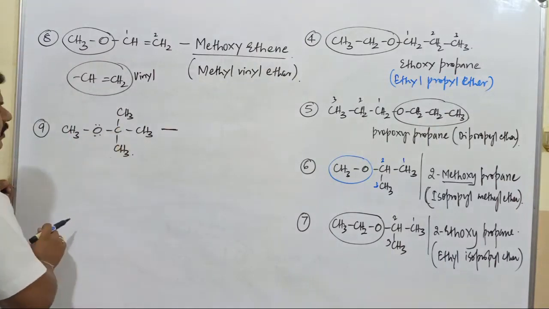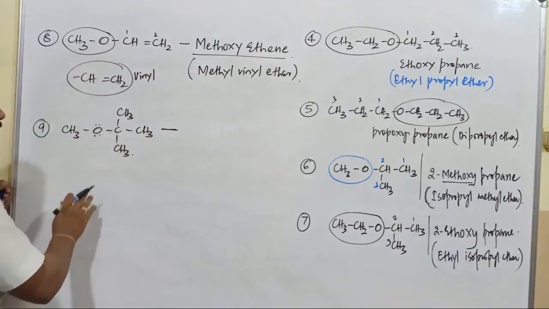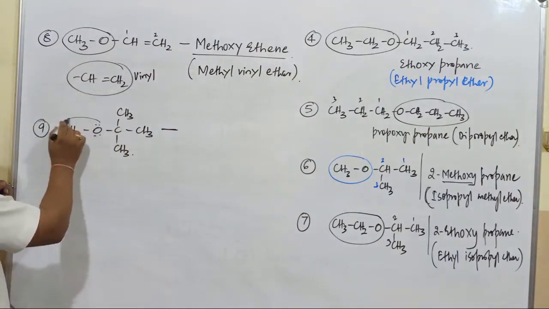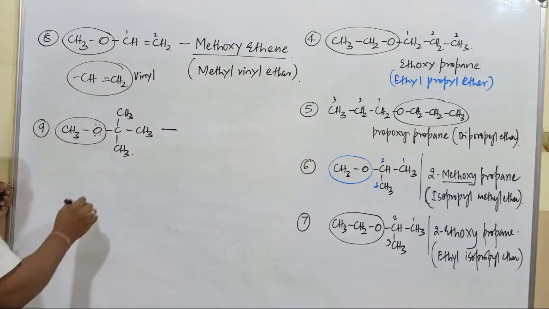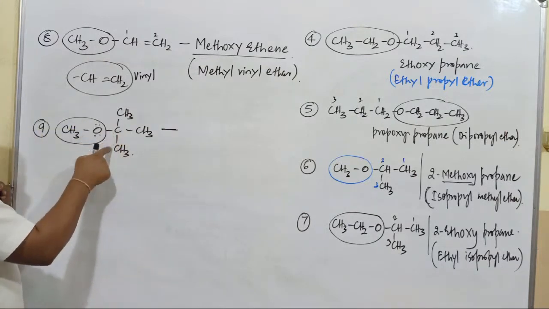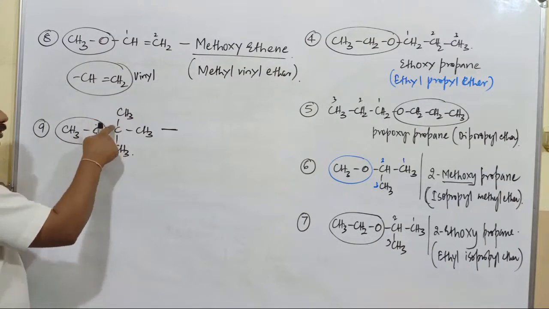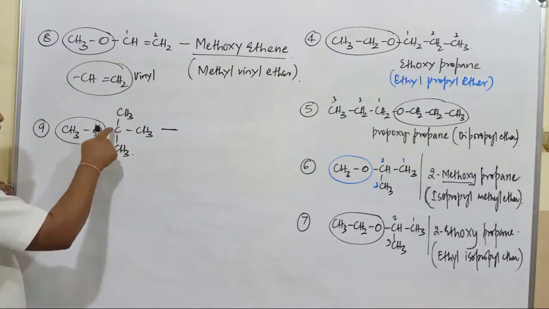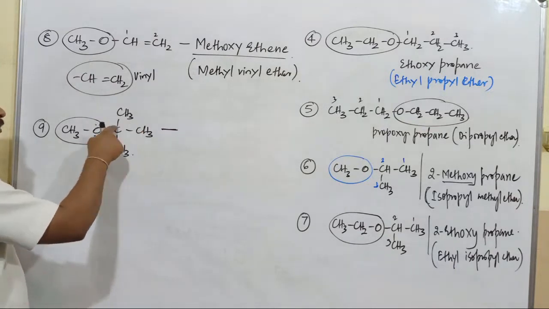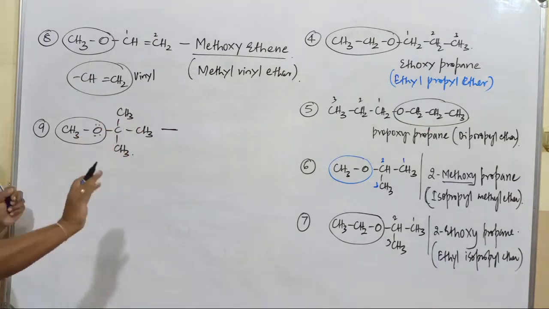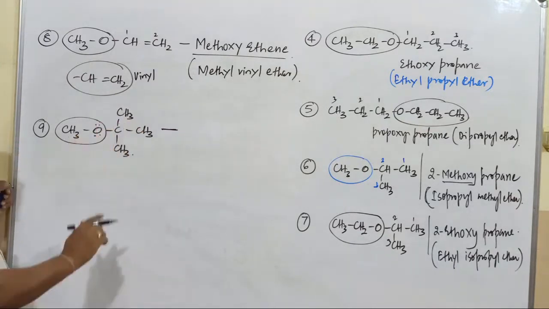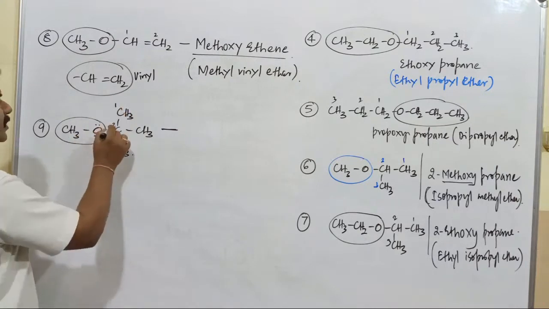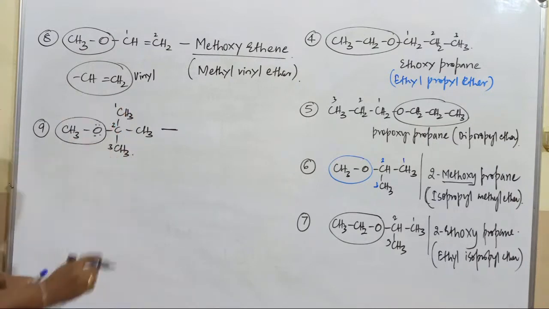You can number the carbon atoms. On this side only one carbon atom is there, so naturally it becomes methoxy. You can go with any particular way of numbering, 1, 2, 3. Here I will simply take this as 1, this as 2, and this as 3.